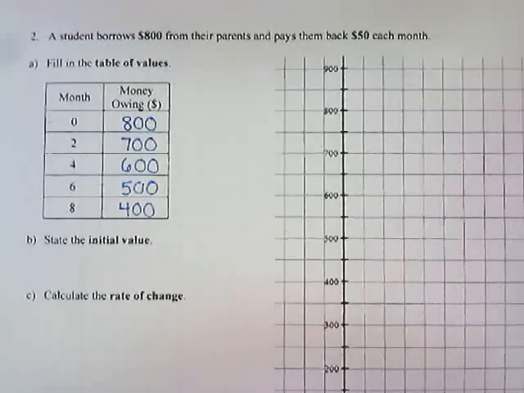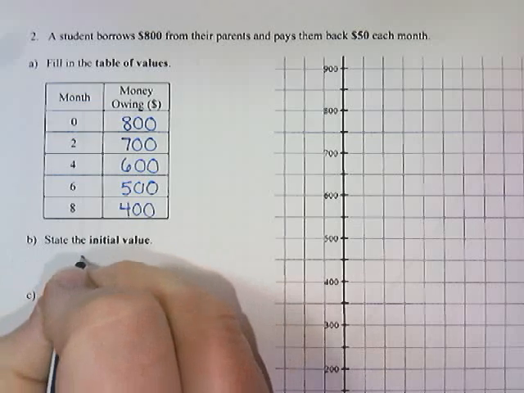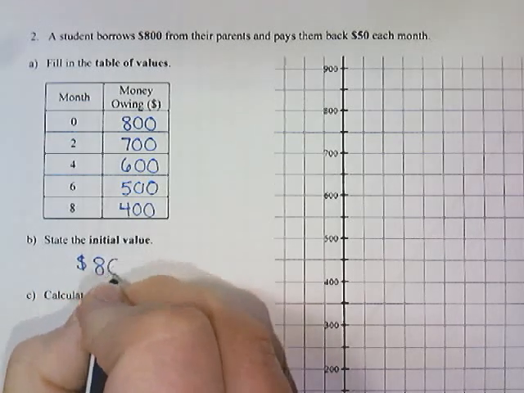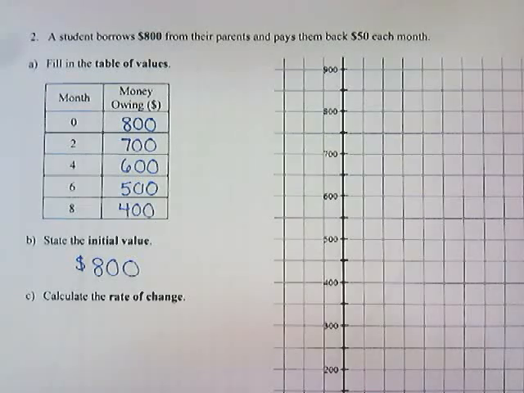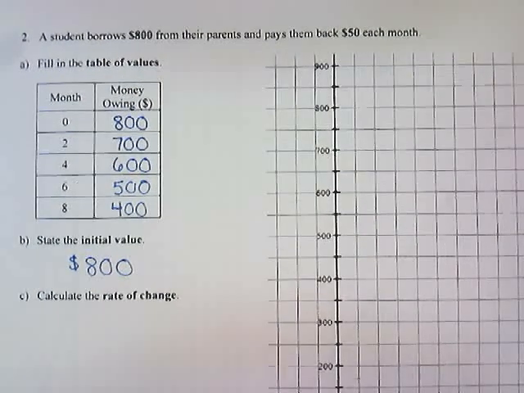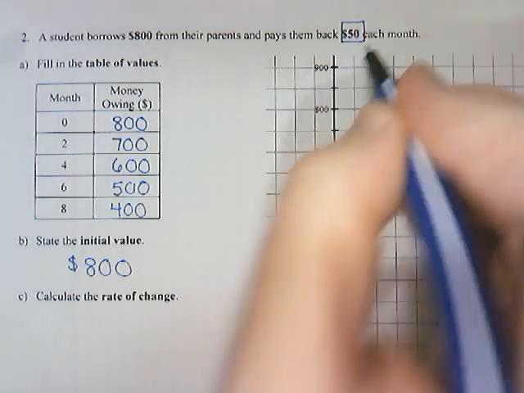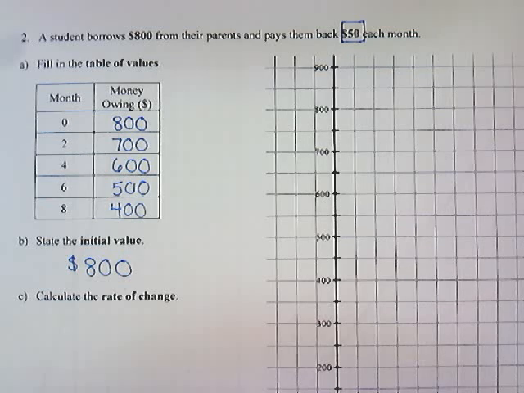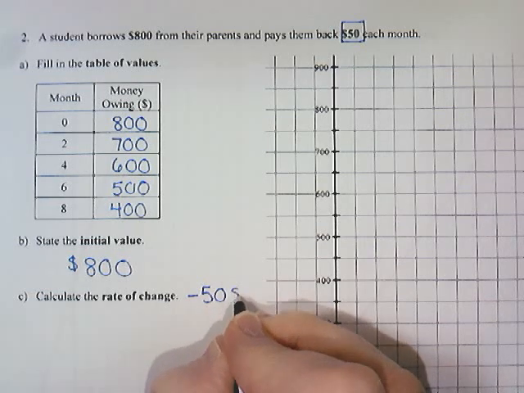Okay. It says, state the initial value. Our initial value is $800. And then it says calculate the rate of change. Now, having done the very first part of the lesson where we were looking at descriptions, I don't really need to calculate, right? I can tell from the question they were paying them back $50 each month. So I know that it should be negative because they're paying it back $50 per month.